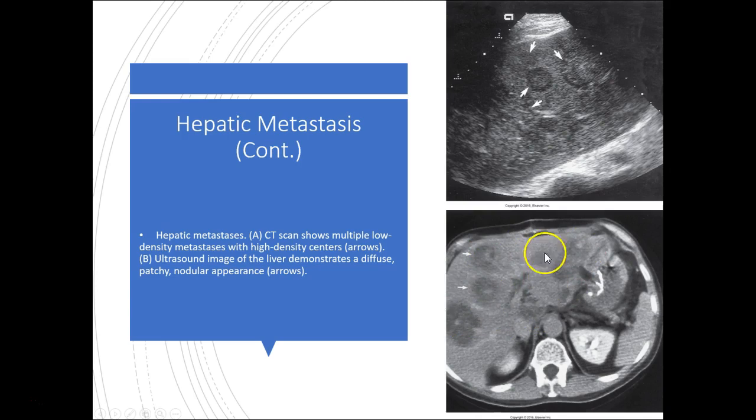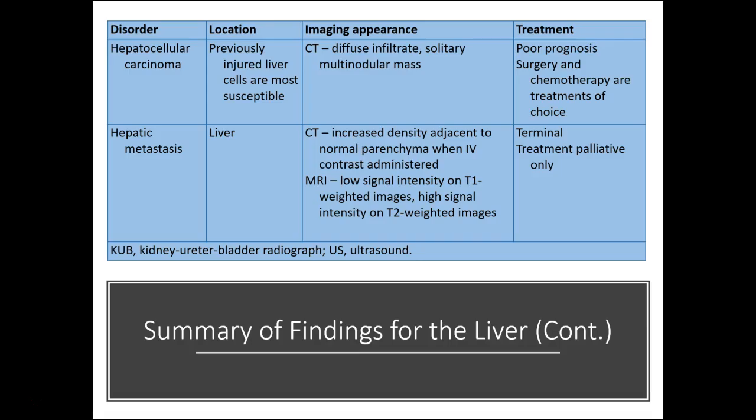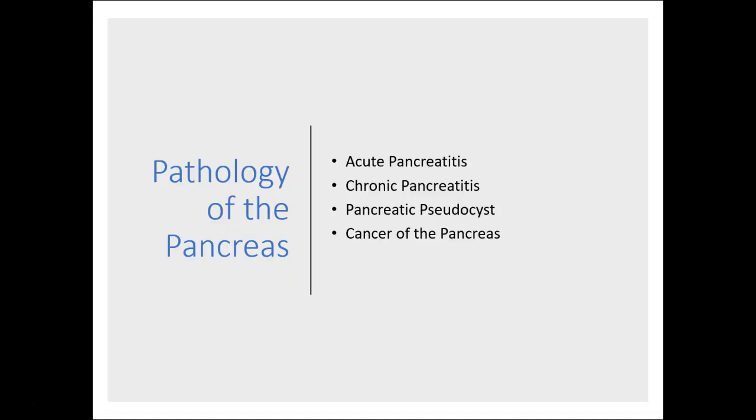It's just all over, all over. And that's typical. And you can see on ultrasound all of the tumors. So there's a bunch of them. All right, so here are the different pathologies of the liver. Right here. Okay, so let's talk about the pancreas.